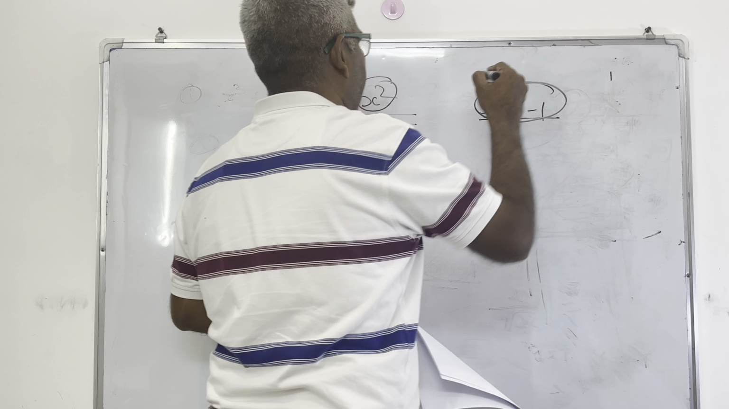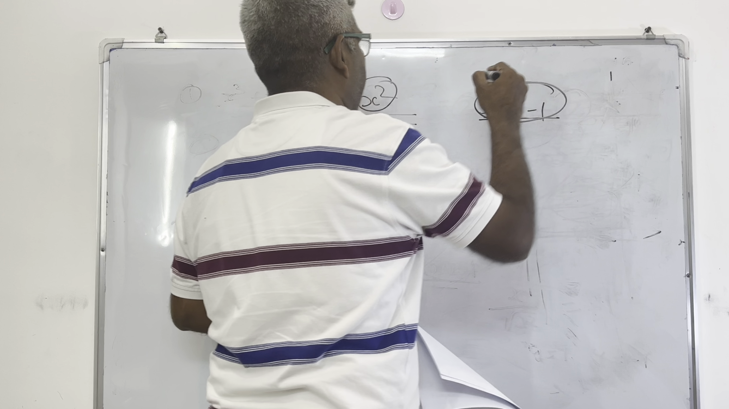Question number 7. x e power x. I already told you if it is e power x, like this will come. So y equal to 0. That is, the x axis is the asymptote. Horizontal asymptote is y equal to 0. There is no vertical asymptote.